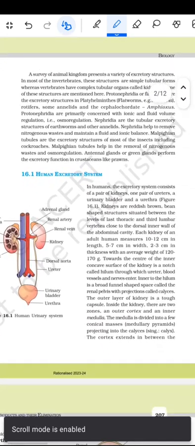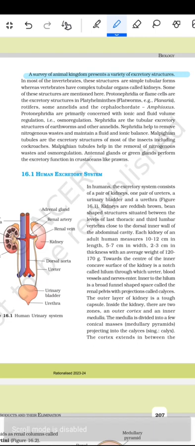फिर कहता है कि a survey of the animal kingdom represents variety of the excretory structure. In most of the invertebrates, these structures are simple tubular forms, whereas the vertebrates have the complex tubular organs called the kidney. Some of these structures are mentioned here. Protonephridia or the flame cells are the excretory structure in the platyhelminths, rotifers, for example planaria. Some annelids and the cephalochordate amphioxus protonephridia are primarily concerned with ionic and the fluid volume regulation, that means osmoregulation.